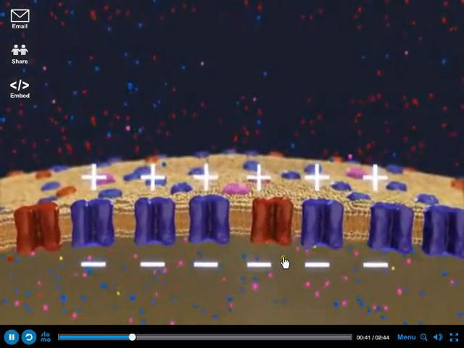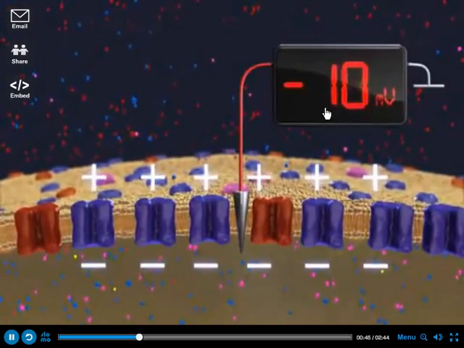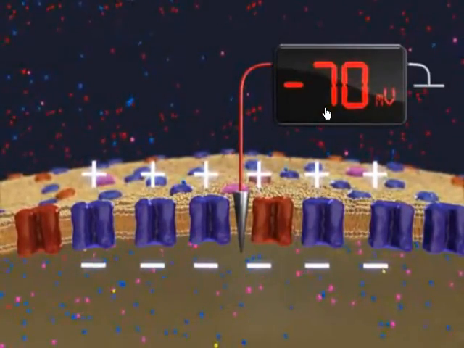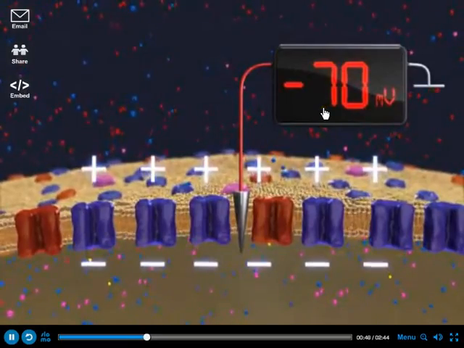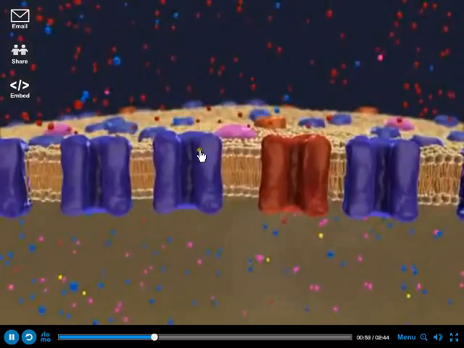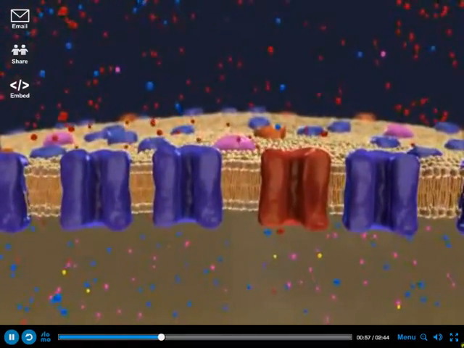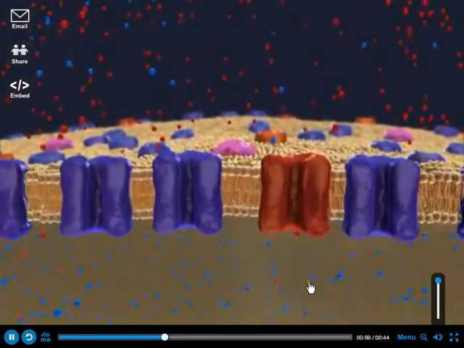And come on, you. So what should it be? Yep, it should be negative 70. And then you look at, there's the phospholipids. Here's a protein channel. Don't know why the sound's not working.